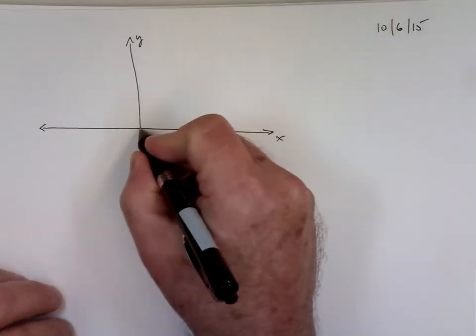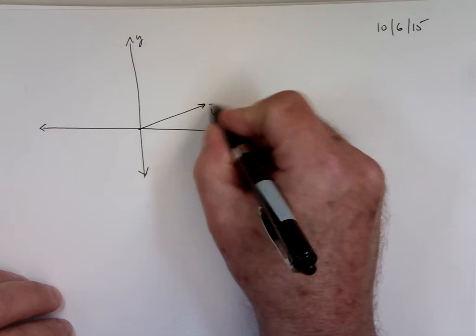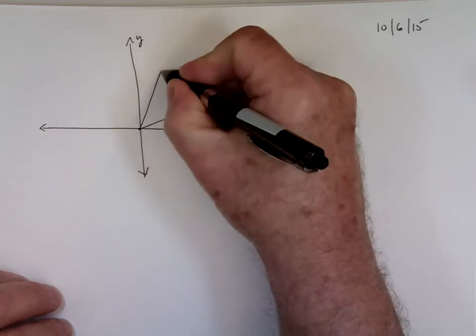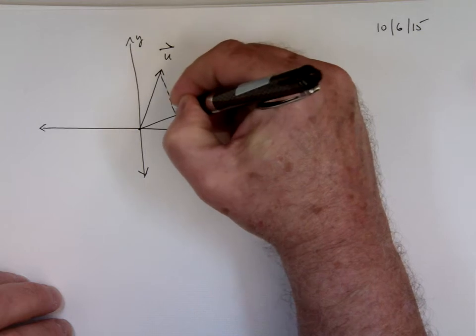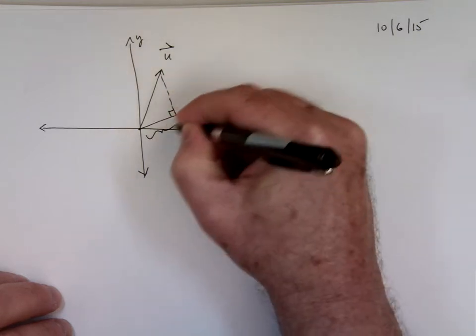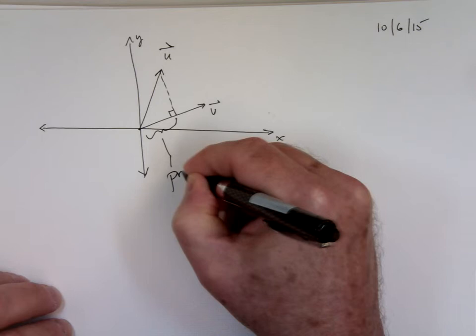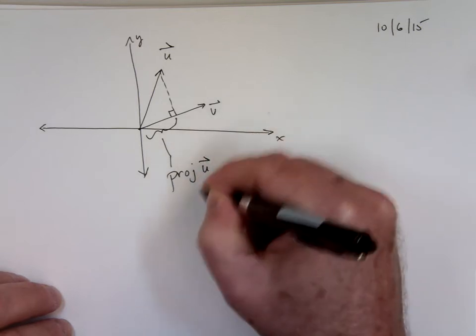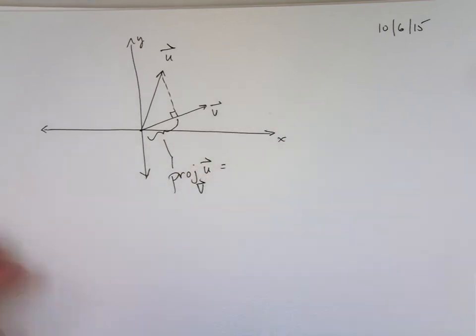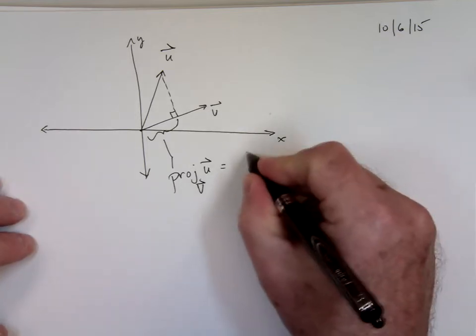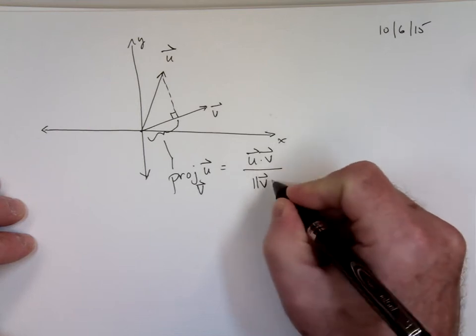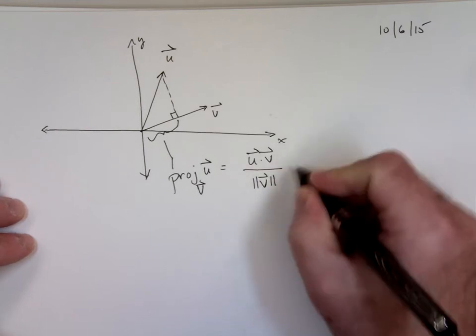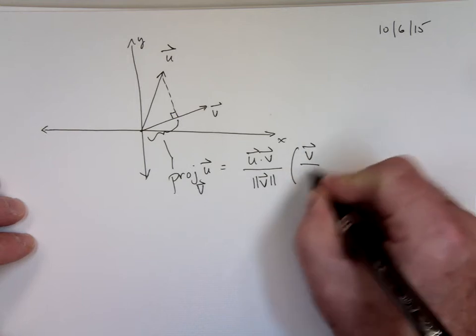What we're looking at is given one vector and another vector, and we're going to project U on V. This is the projection of U on V, and we know how to find that projection. Take the dot product over the magnitude of V times V over the magnitude.